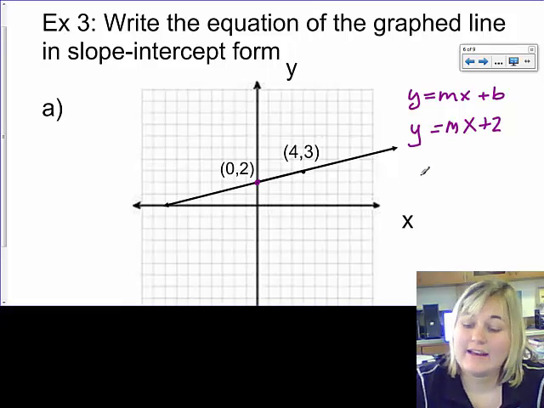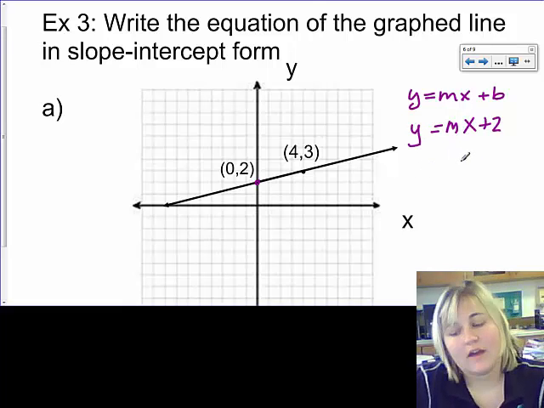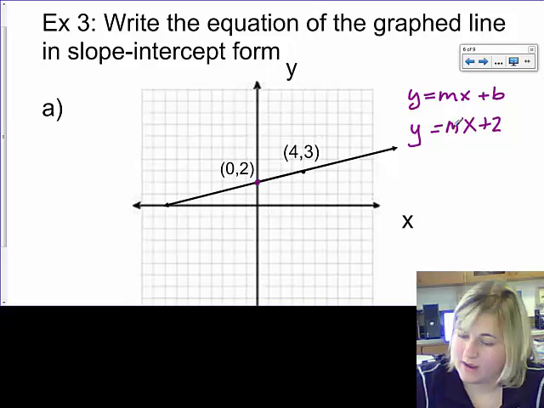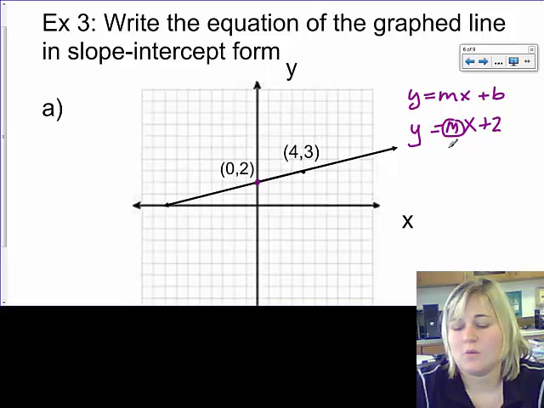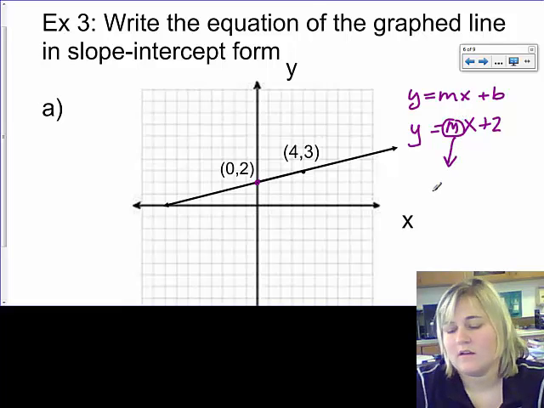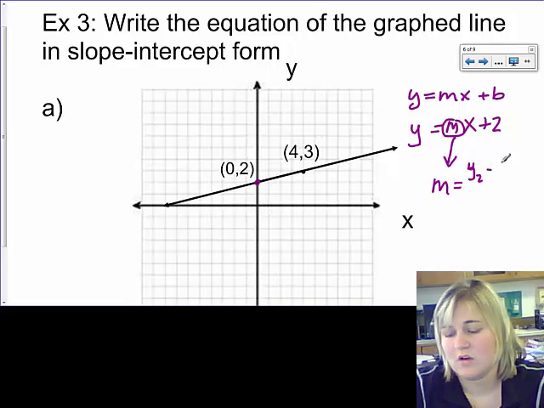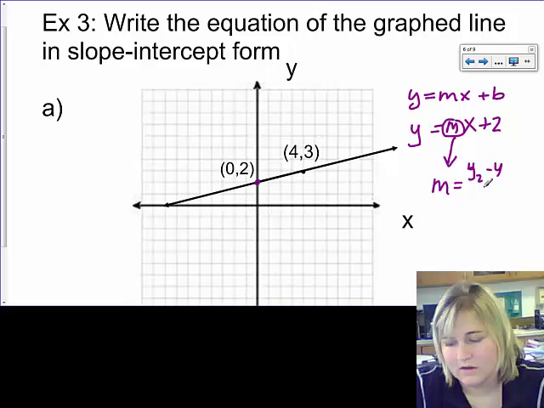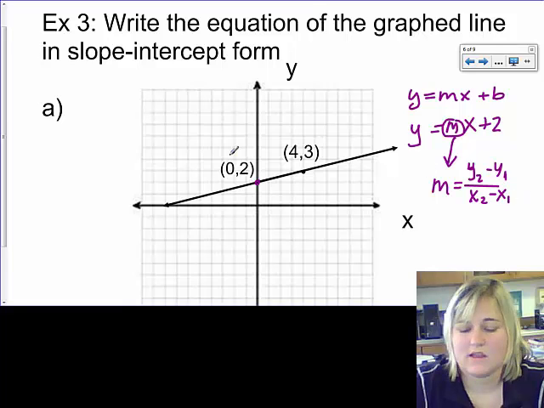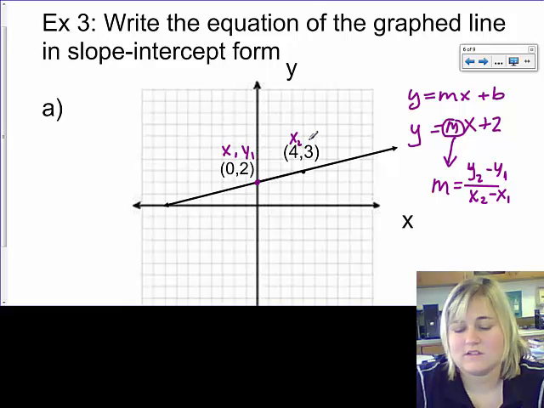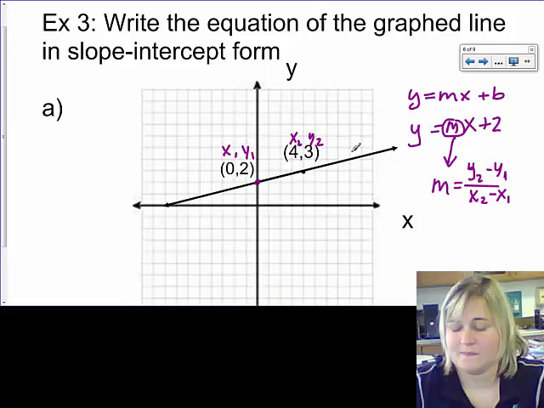So this is where I'm currently at. I need to find my m. Now, you can do that a couple of ways, but I'm going to show you by doing it with what we already know. We know that m we can find by taking y sub 2 minus y sub 1 over x sub 2 minus x sub 1. So I'm going to take these 2 points that they've given me and I'm going to label them that way: x1, y1, x2, y2. This is what we just did the other day.